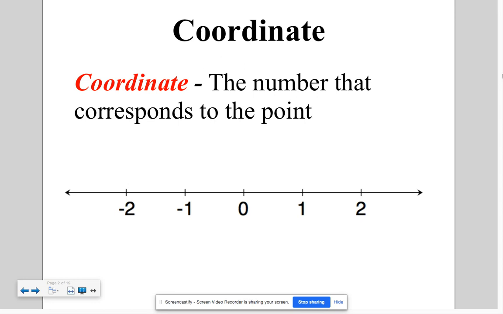We've got our coordinate here. The coordinate is the number that corresponds to the point. On a coordinate plane, we have an x and a y coordinate, x comma y. On a number line, there's only one number that is the coordinate. Even though we've got -2, -1, 0, 1, and 2 marked on here, there's an infinite number of coordinates in between all of these points and in both directions. As we see, there are arrows pointing all the way left forever and right forever.